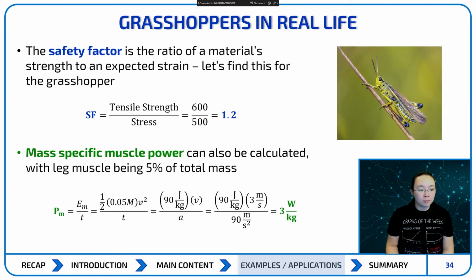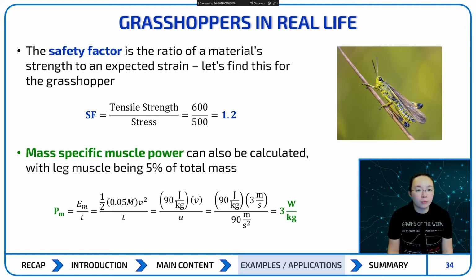Now, because we did talk a lot about mass-specific muscle power in the last lecture, it's important that we know how to apply it. In this case, we'd be able to calculate the mass-specific muscle power for the grasshopper's legs. If we can assume that the leg muscle of the grasshopper is 5% of its total mass, then we'd be able to just plug in all of those values into the equation for PM and solve. So PM is equal to EM over t.